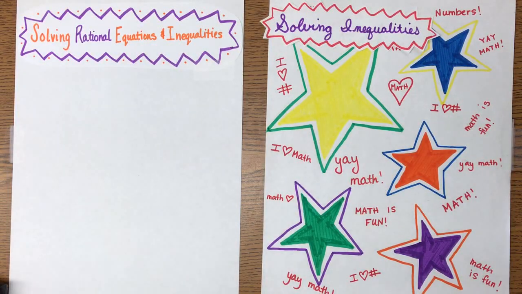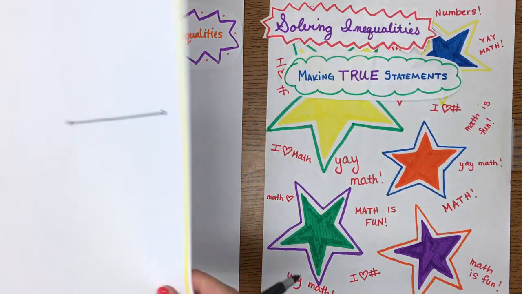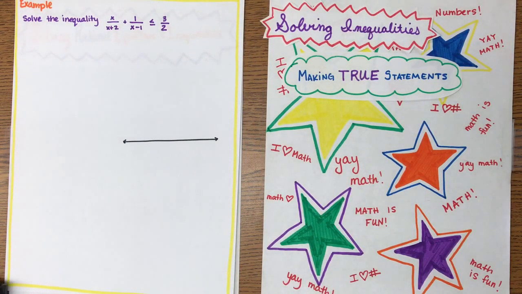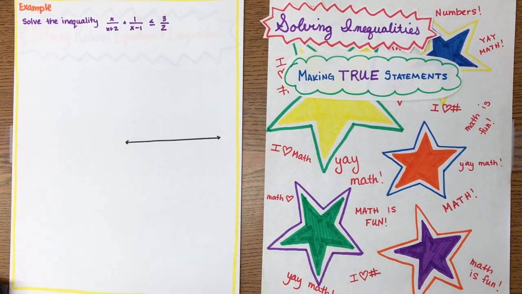Welcome back. We're continuing solving rational equations and inequalities, solving inequalities, which is just another way of making true statements. In this example, we're going to solve the inequality x over x plus 2 plus 1 over x minus 1 is less than or equal to 3 halves.